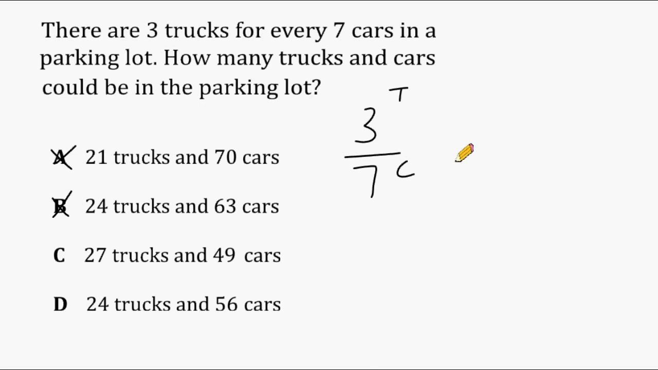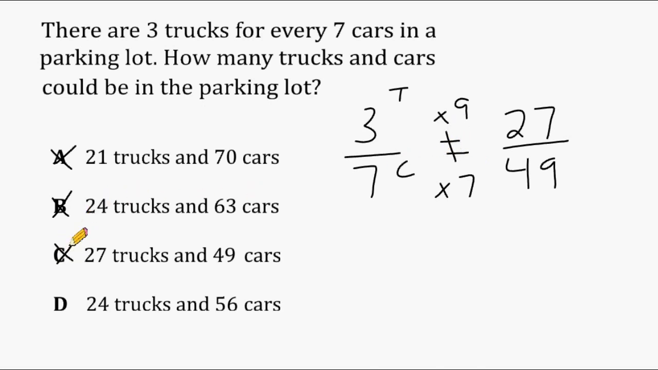All right, let's see if choice C is equivalent to 3 to 7. So we have 27 trucks to 49 cars. Well, 3 times 9 is 27, and 7 times 7 is 49. So those are definitely not equivalent ratios, so we can get rid of choice C. So the answer must be D, but let's go ahead and check for equivalency anyways.